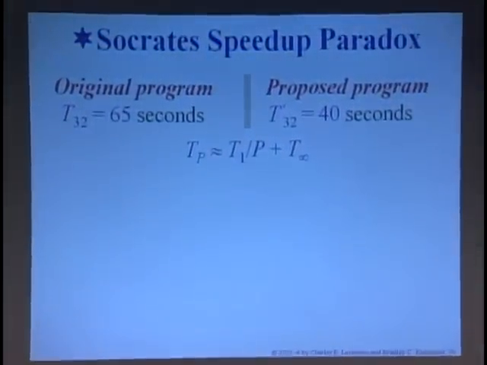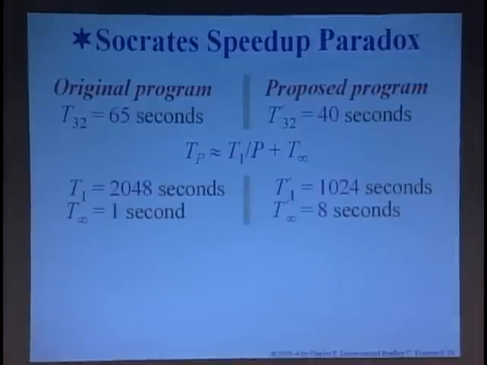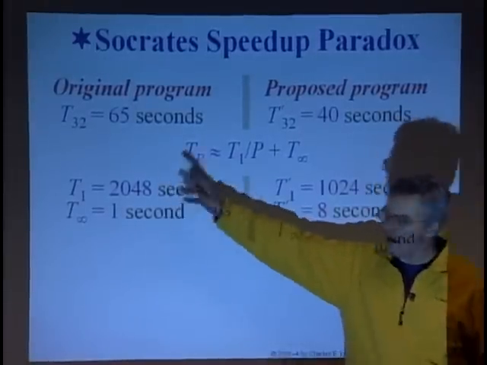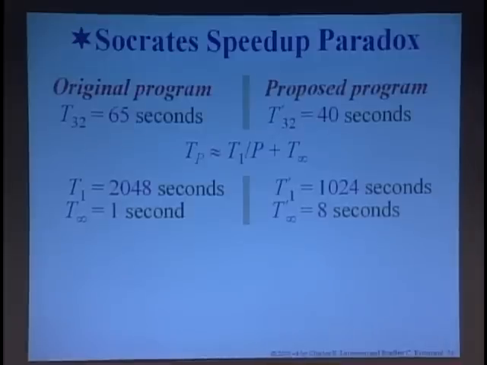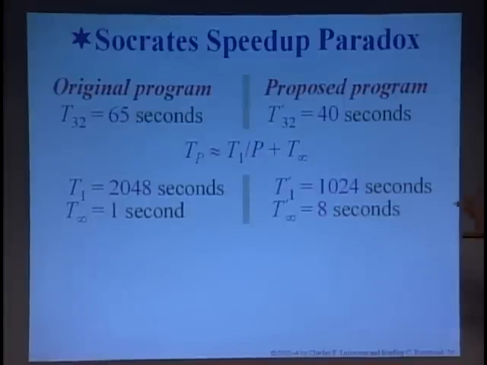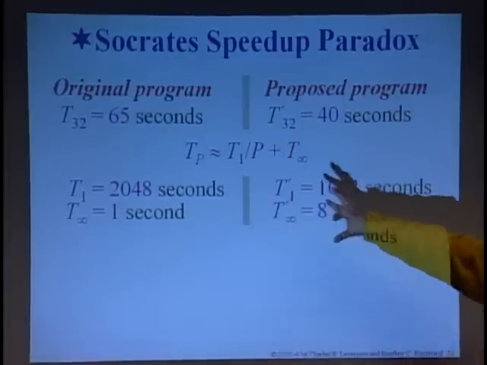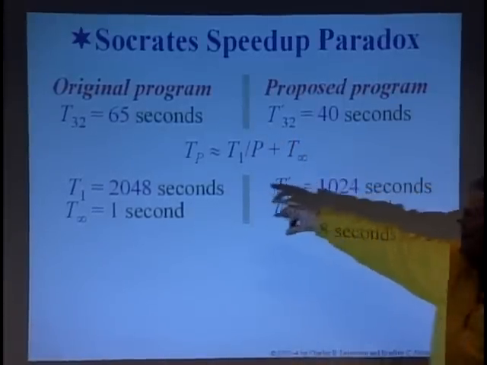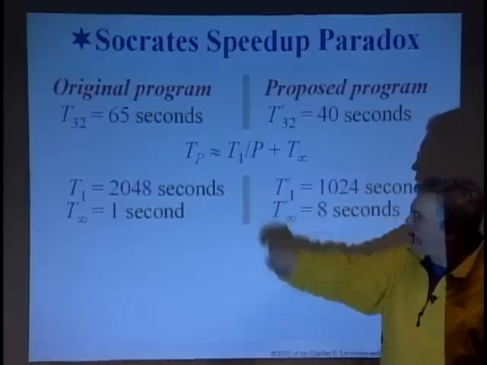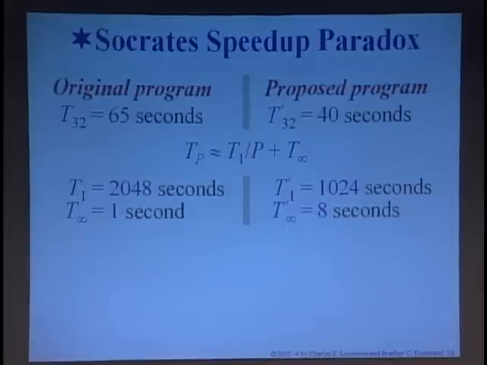So we did some calculation. We measured the work and the critical path. These numbers have been cooked a little bit to make the math easy, but this really did happen, just not with these exact numbers. We had a work of 2,048 seconds and only 1 second of critical path. The new program had only half as much work to do, but the critical path length was longer. It was 8 seconds long.